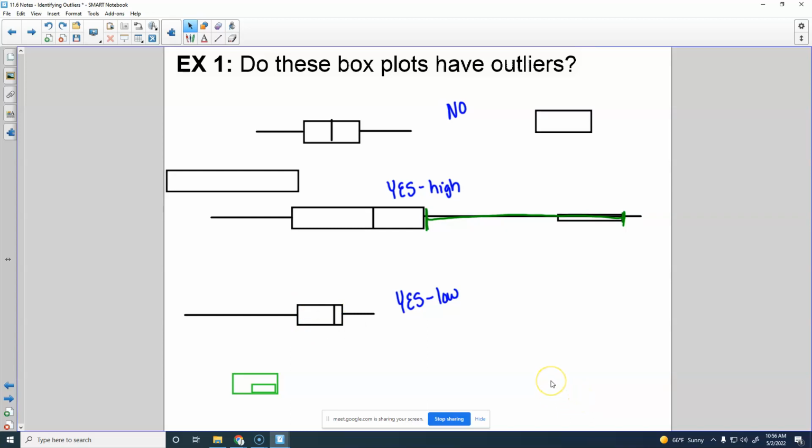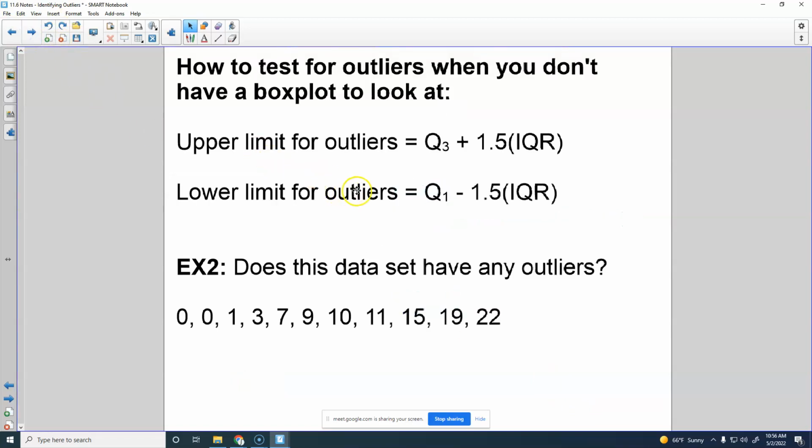Now let's look at how to do this with numbers also. So this is your test for outliers when you don't have a box plot to look at, or if you're needing to be really precise. For your upper limit for outliers, you're going to have Q3 plus 1.5 times the interquartile range. For the lower limit for outliers, you're going to have Q1 minus 1.5 times the interquartile range.